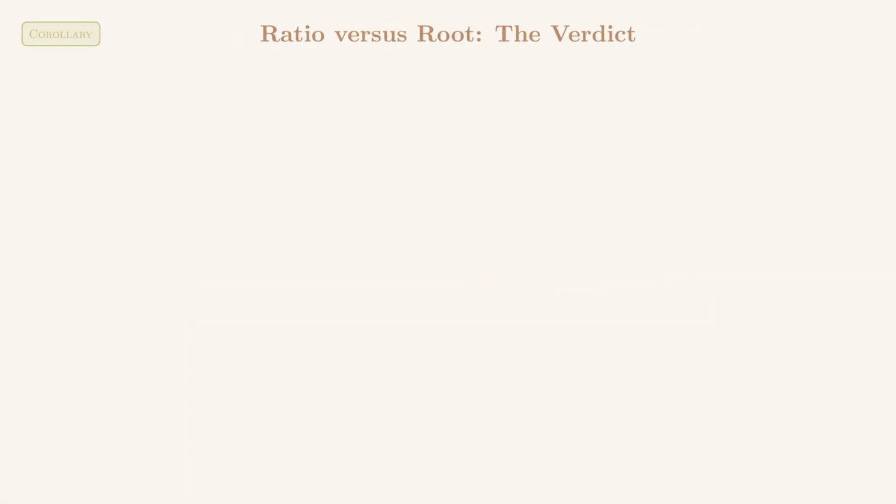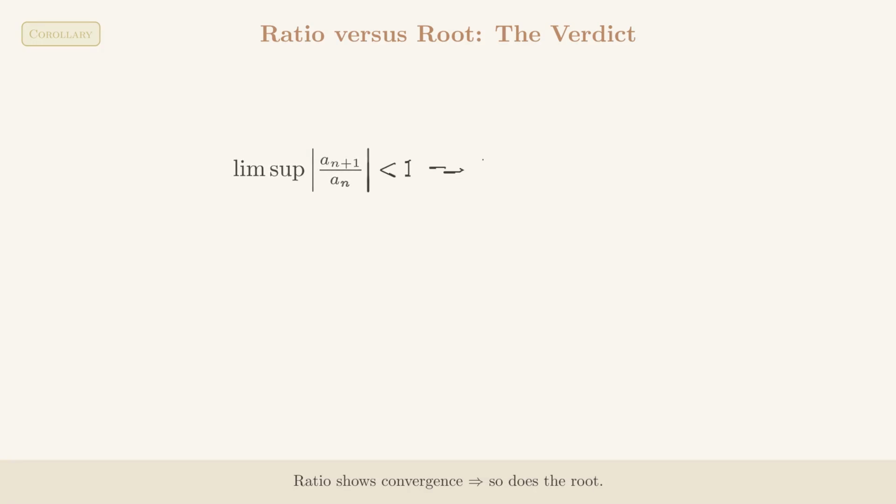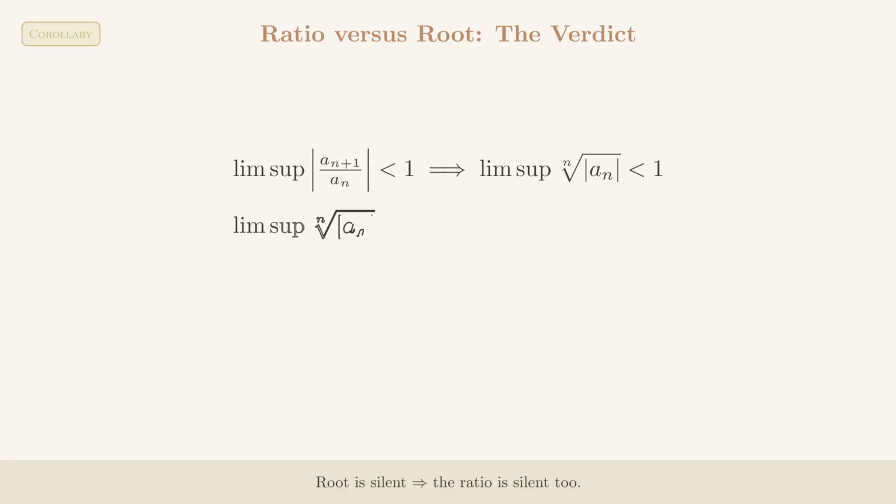Now the promised corollary, drawn straight from that chain of inequalities. If the ratio test proves convergence, its upper ratio limit is below 1. But the root's upper limit is at most that, so it too is below 1, and the root test proves convergence as well. And if the root test is inconclusive, its upper limit is 1, then the ratio's upper limit is at least 1. So the ratio test cannot prove convergence either. Wherever the root test gives up, so does the ratio test.